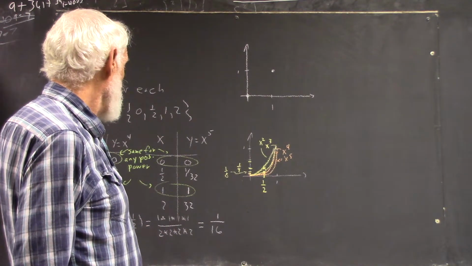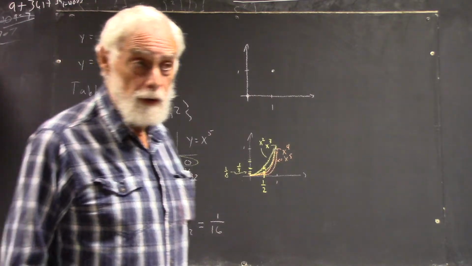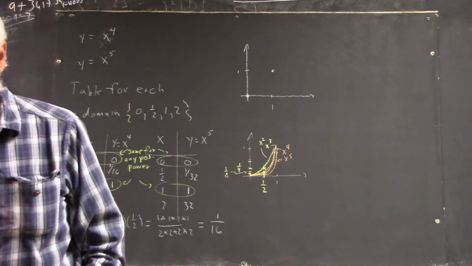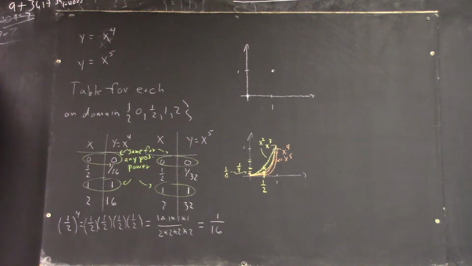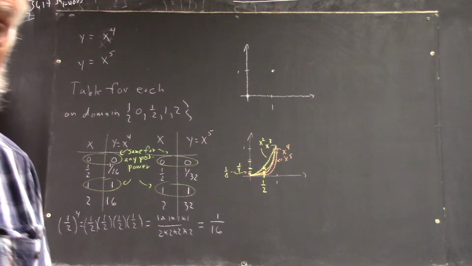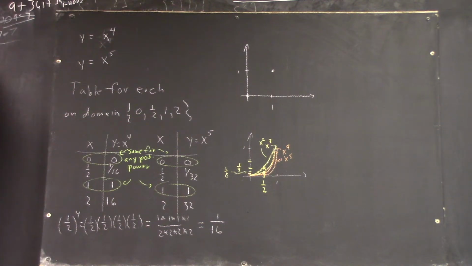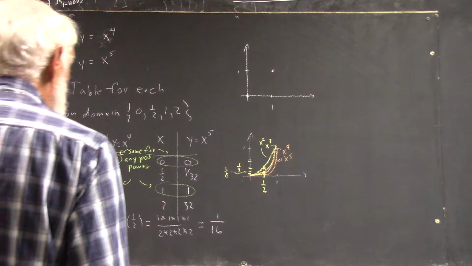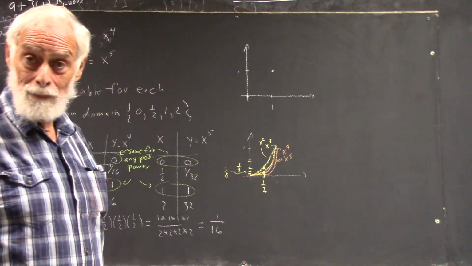So that's one thing I want you to understand about power functions, and then on your homework, I'll ask you to investigate what happens for x to the negative 2, and x to the negative 3, and x to the negative 4. Just so you get the picture of what the graphs look like, because that's really what gives us a picture of what we're doing in this course.